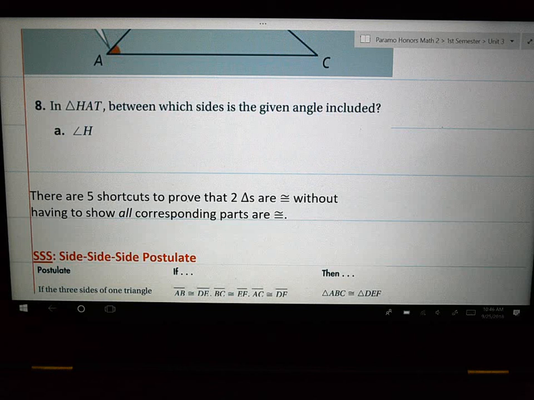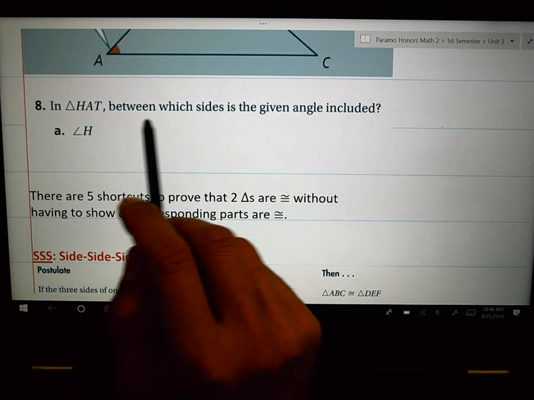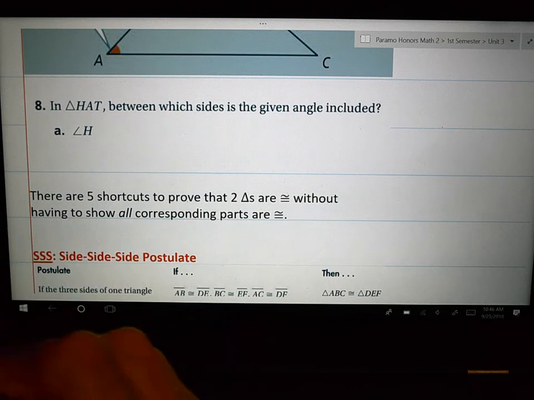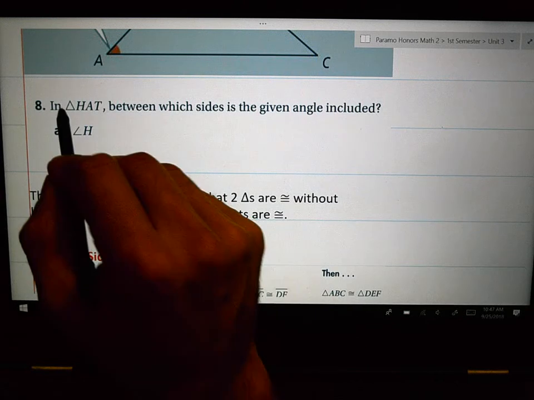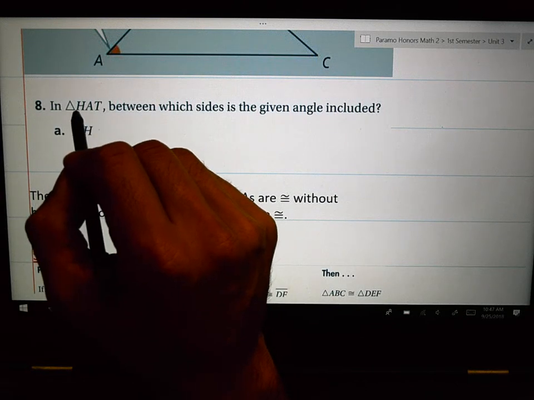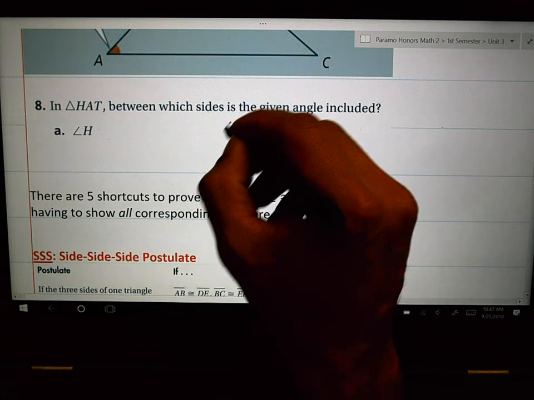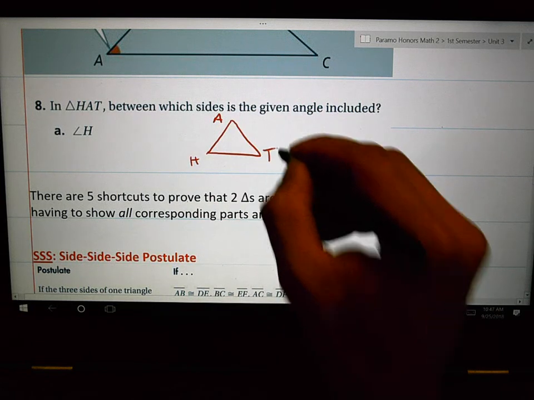This is number 8, and it's going to ask you a question about that word included. In triangle HAT, between which sides is the given angle included? It's really important for us to label things correctly in geometry. They do not draw a picture for you. If you need a picture, you can draw the picture yourself. They're telling you there's a triangle out there that has 3 corners, and all 3 corners' names are H, then A, then T. If you want to draw the picture, you can. It's up to you. H, then A, then T.